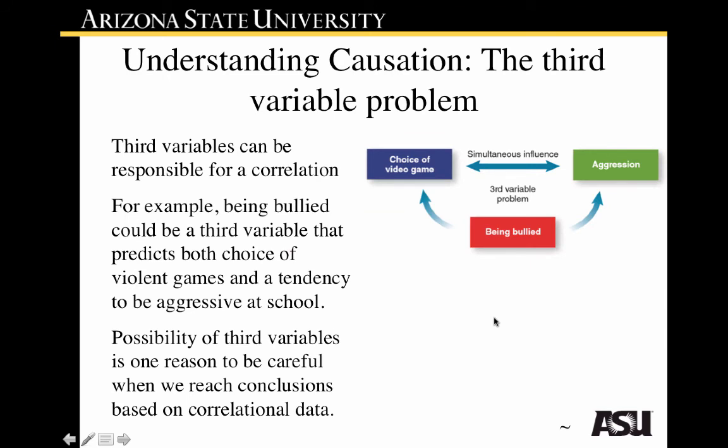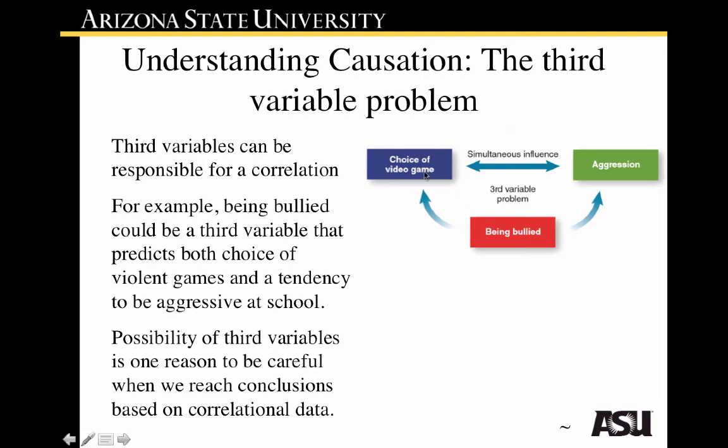Now, the correlation coefficient has its limitations, though. Sometimes a third variable can be responsible for a correlation. It's not just between the two. For example, people have studied things like video games and aggression for quite a long time. So let's go into this a little bit in detail. For example, being bullied could be a third variable that predicts both choice of violent games and a tendency to be aggressive at school.